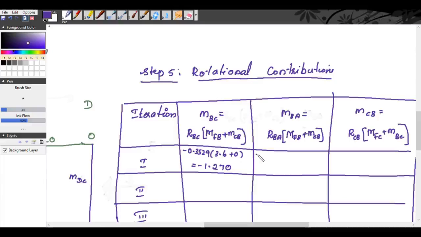Now MBA is equal to RBA. RBA is minus 0.1471 multiplied by MFBA, which is 3.6, plus 0. We get minus 0.530. Now MCB is equal to RCB. RCB is minus 0.5 multiplied by MFC, which is minus 16.4, plus MBC. The MBC we have already calculated as minus 1.270. So we get plus 8.835.